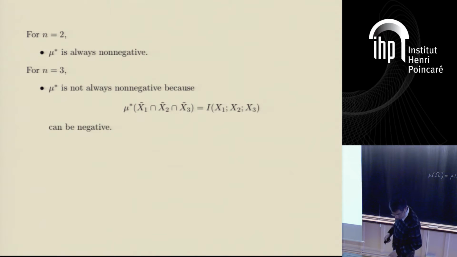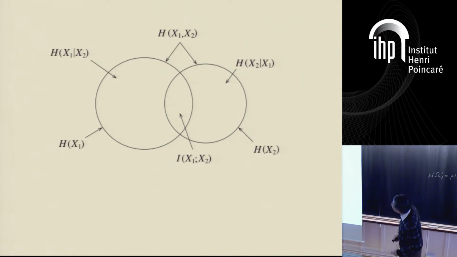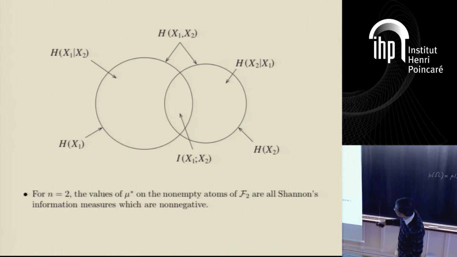For 2 variables, the 3 atoms are these 3, and the mu star on all of these 3 atoms are all Shannon's information measures, which are always non-negative. Specifically, this one is conditional entropy, which is non-negative. This is mutual information, non-negative, and this again is conditional entropy, non-negative.